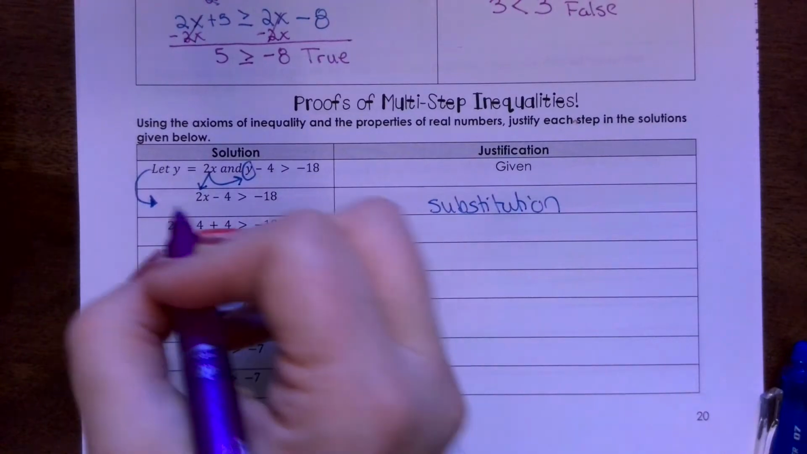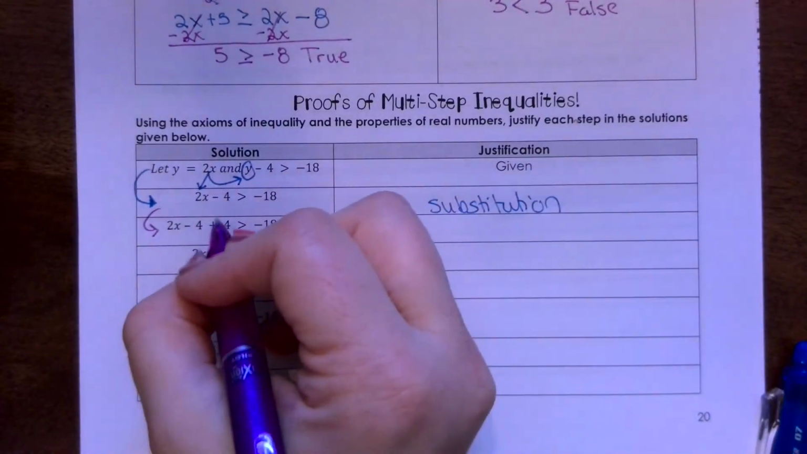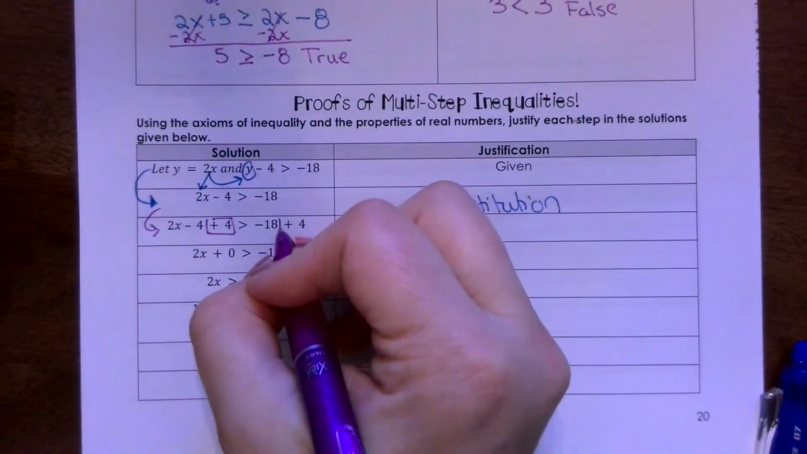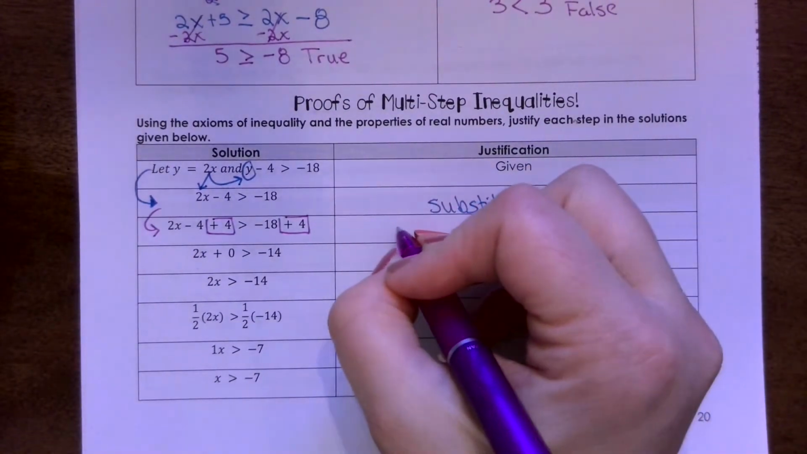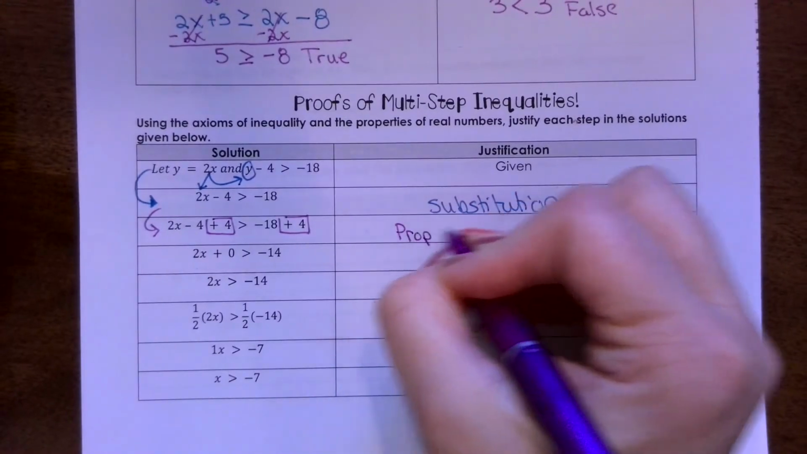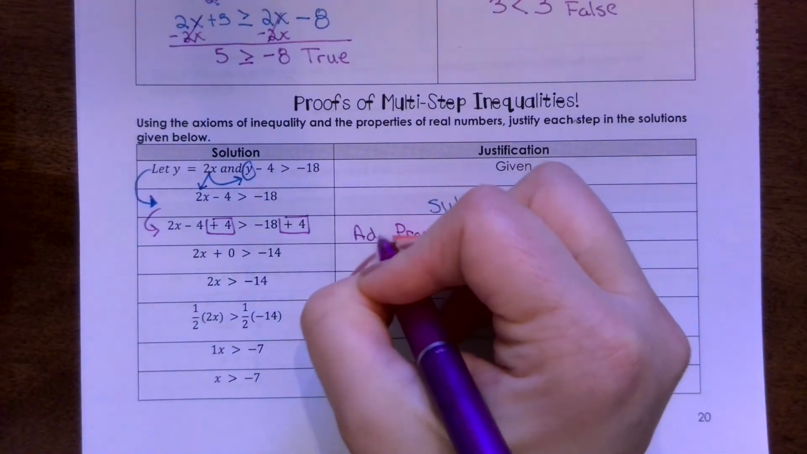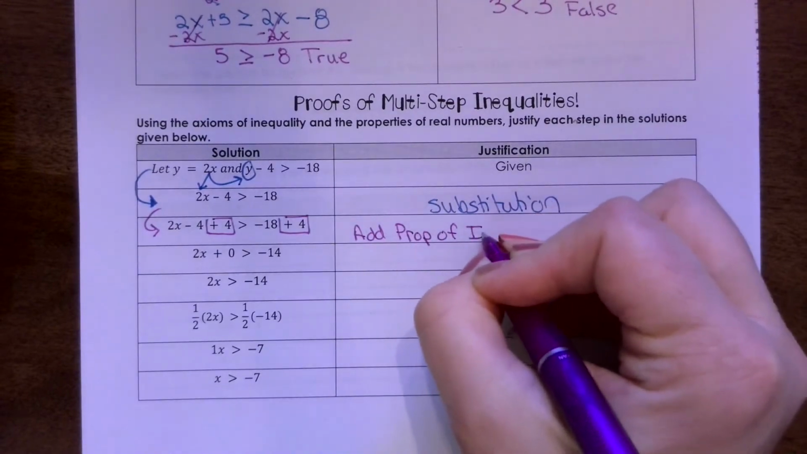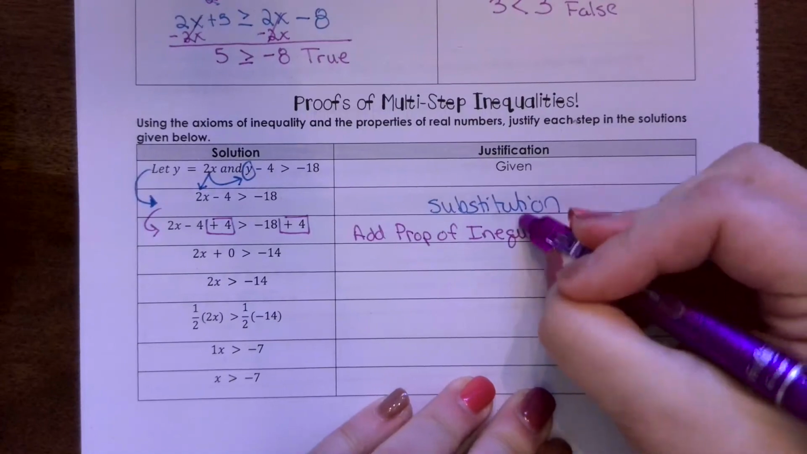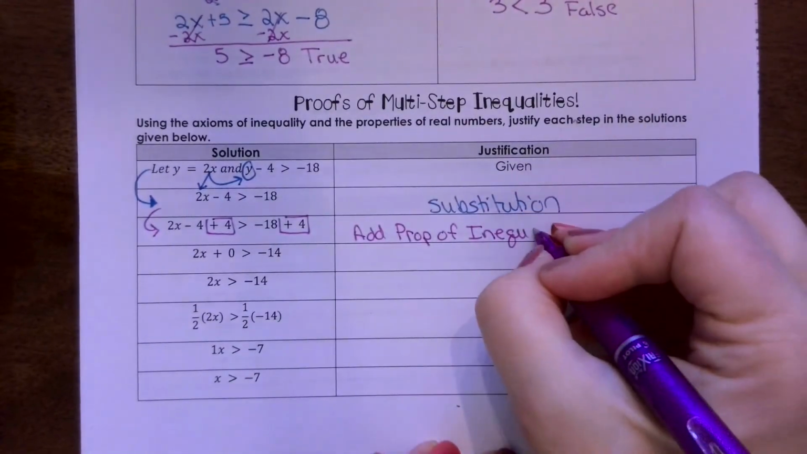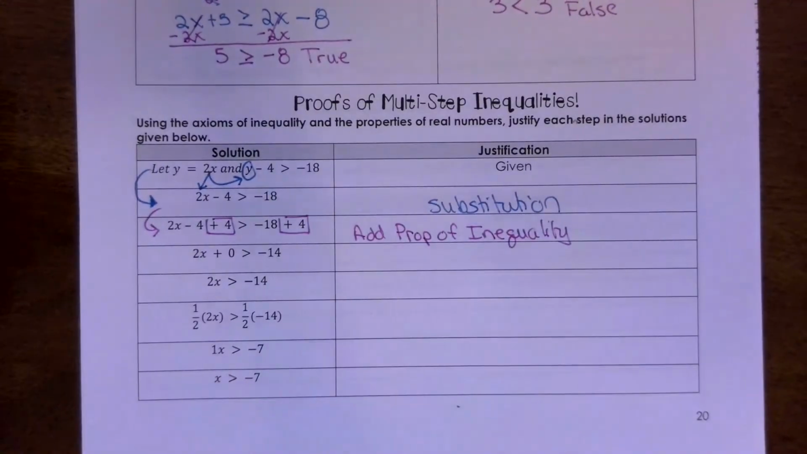Now, when I go from this step to this step, I notice I am adding 4 to both sides. So that is the addition property of inequality. And oh my goodness, I can't spell right now. It's getting a little bit to the end of the word, inequality. So there is the addition property of inequality rather than the addition property of equality because I've got an inequality.